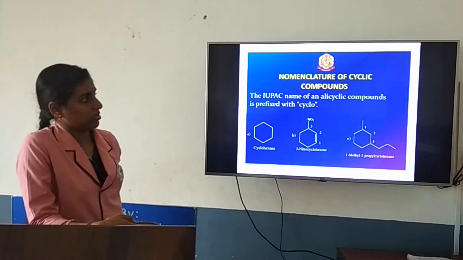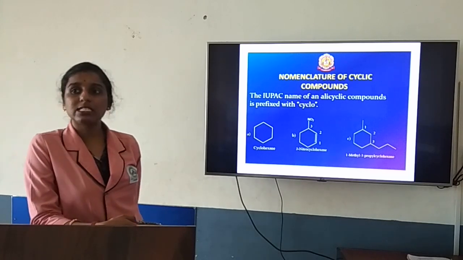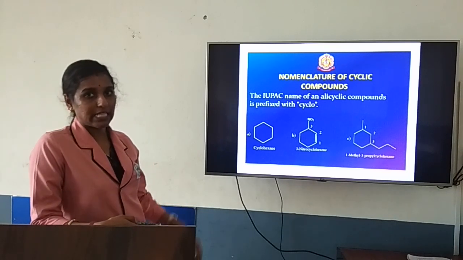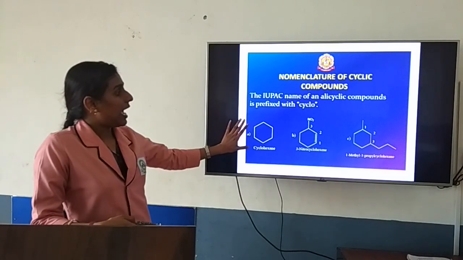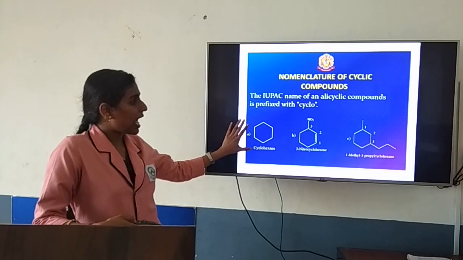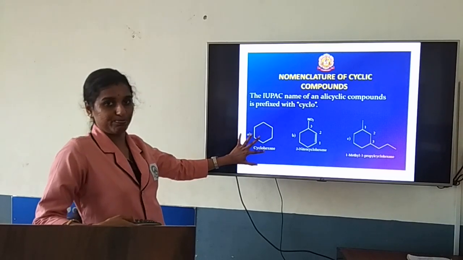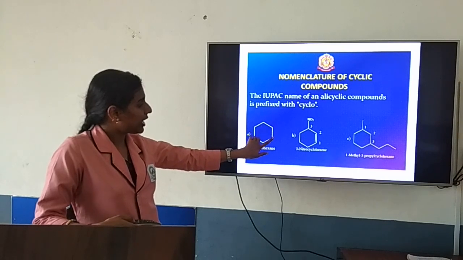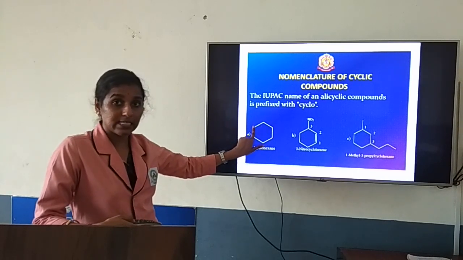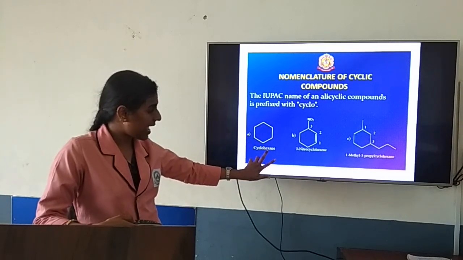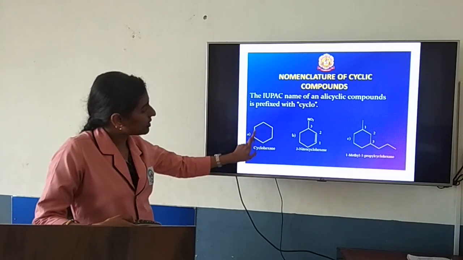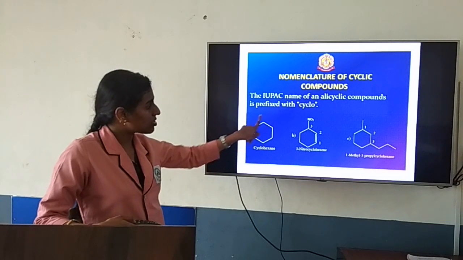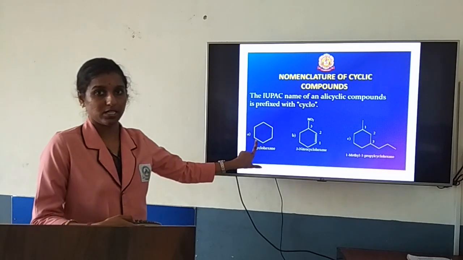Now the last structure is based on the cyclic group. Cyclic compounds are those which have a cyclic ring structure, and while naming you should add cyclo. Counting 1, 2, 3, 4, 5, 6, there are 6 carbons, so you can give it as hex. All are having single bonds, so it is ane, but while writing cyclohexane, because it is a cyclic structure, the ring structure is present.